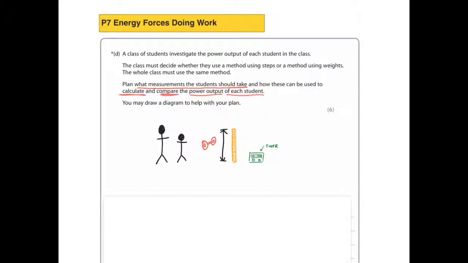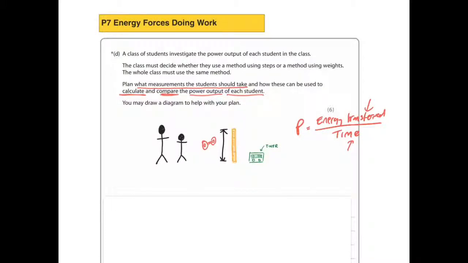So firstly, how do you work out power? Well, power is an equation. Power equals energy transferred divided by time. So it's the amount of energy you transfer in 1 second. The more energy you transfer, the more powerful you are. So you can measure time quite easily in an experiment, but what you can't so easily is energy. How do you work out energy transfer?